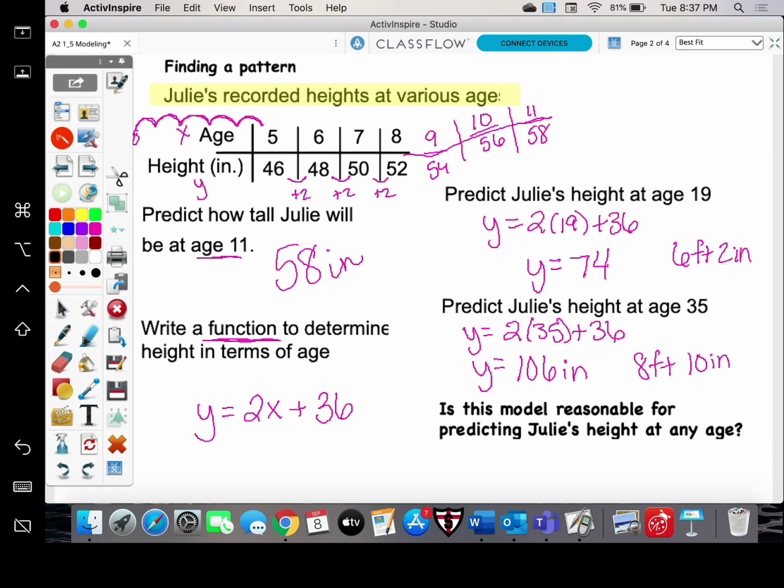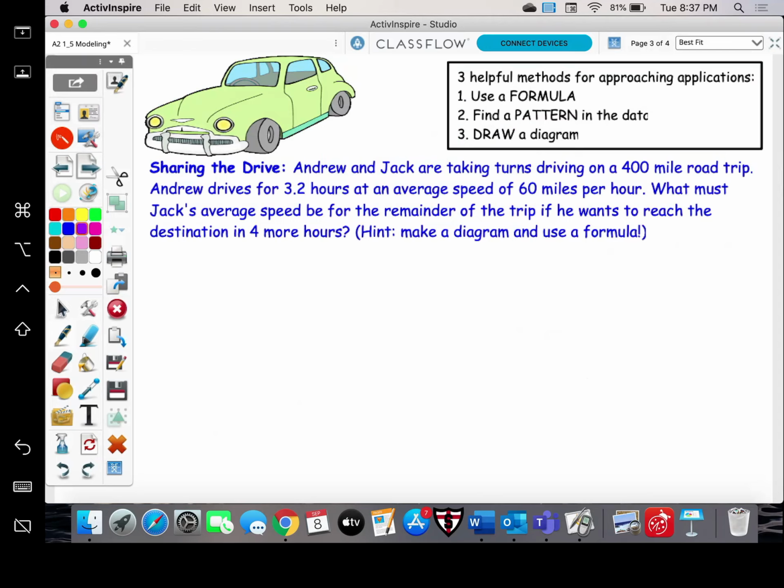I would say it's because this is not a reasonable model. And I would say no, because this model that we came up with assumes that Julie's going to keep growing forever. Like, she never stops growing taller. And that's just not logical. So this might be a flawed model. It might be accurate for some years, but not forever and ever. Okay? And that can happen.